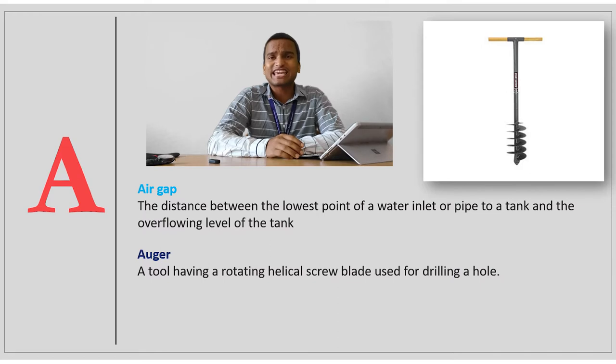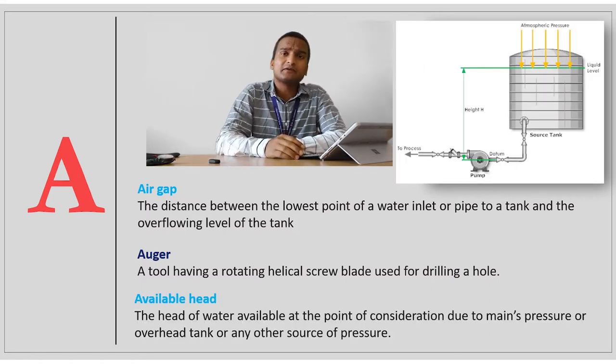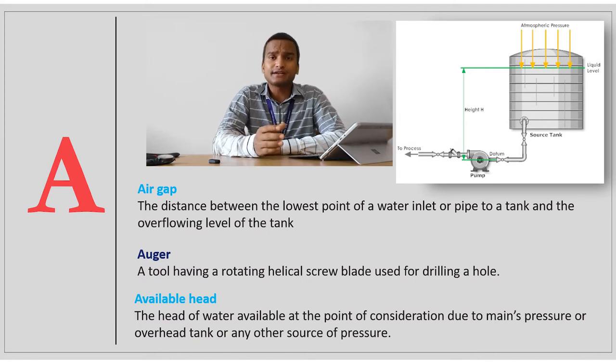Nowadays, not many mechanical augers are used. There are electric motor fitted augers, and such electric augers are much more efficient and faster in the work process for drilling a hole. What is this available head? Actually, whenever you understand head, head is referring to the height, and the height has to be measured from some potential reference.